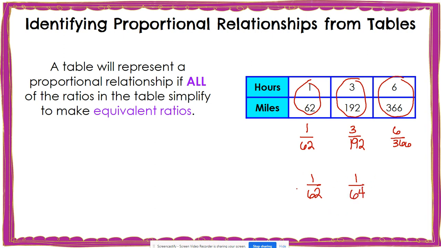Well, at this point, I can see that these ratios are not equivalent, so I know this is not a proportional relationship. But I can finish to see what this one is. I know that both of these can be divided by 6, and 6 divided by 6 is 1. 366 divided by 6 is 61. You'll see that none of these make equivalent ratios, so I know that this is not a proportional relationship.